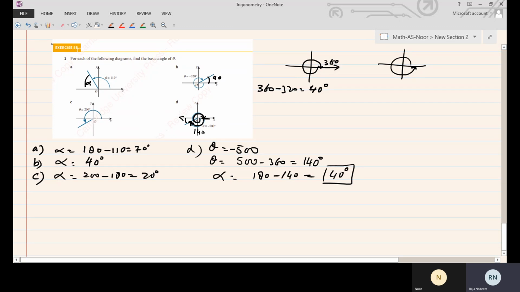Is it clear now? First, we subtract 360 from 500 to get 140, and then we subtract it from 180. If I take an angle, let's suppose 420, then what is alpha in this case?